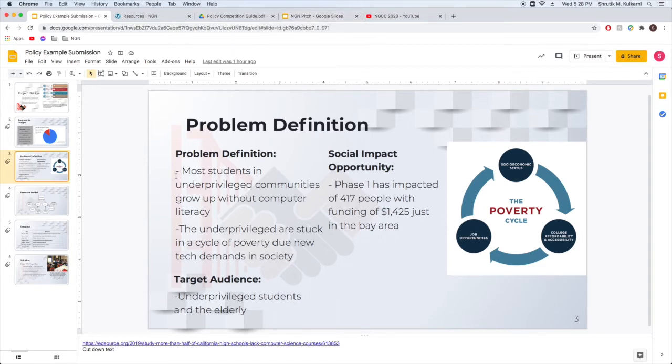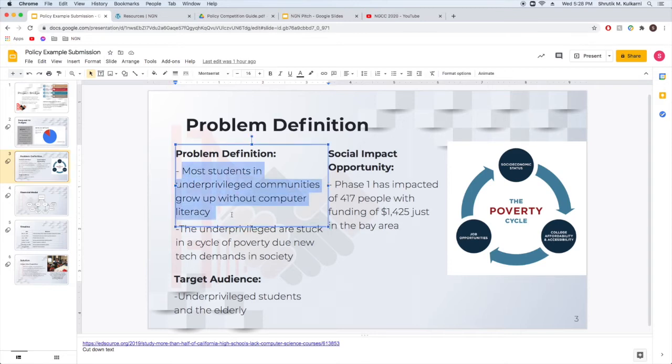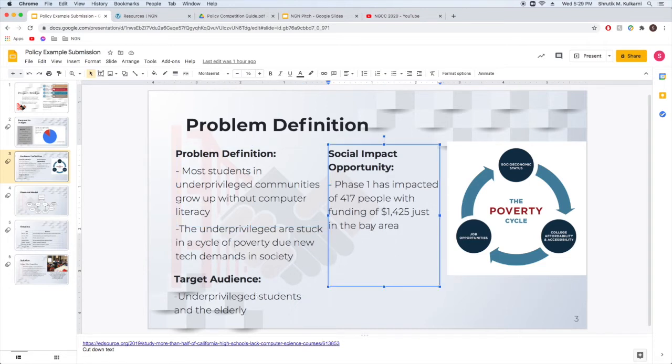As you can see, the problem is defined. We just talk about how most students don't have access to computers, a lack of a way to get themselves out of poverty, or at least one less way they can get themselves out of poverty. We identified our target audience, essentially who is impacted most by this. And then we talked about our social impact opportunity.